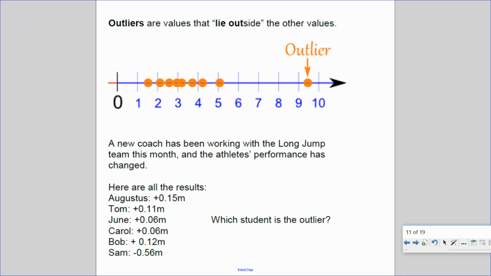So an outlier is a number that lies outside of other values. For example, this 9.5 is way outside the normal value. Is there a number here that's outside the normal? Positive, positive, positive, positive, and Sam is negative, and it's way lower than everybody else. So Sam is the outlier.